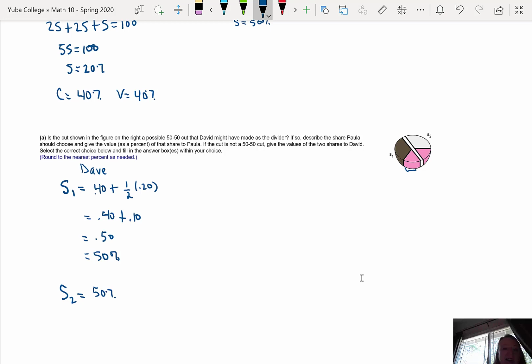So what did the question say? Is the cut shown in the figure on the right a possible 50-50 that David might have made as a divider? So yes, this is 50-50 for David.